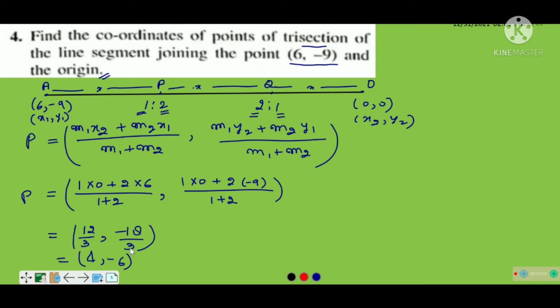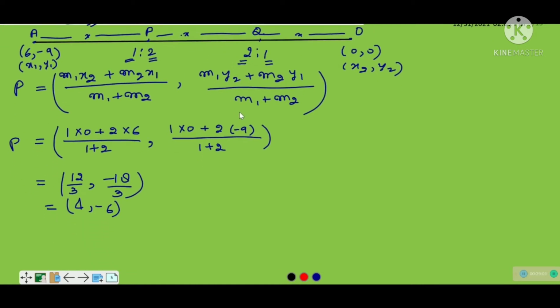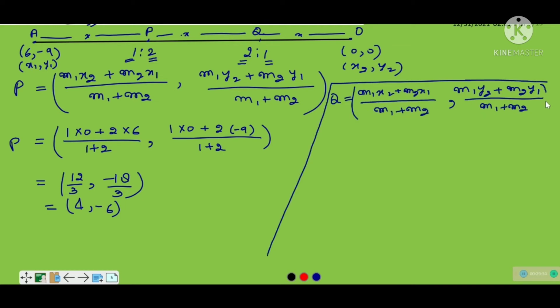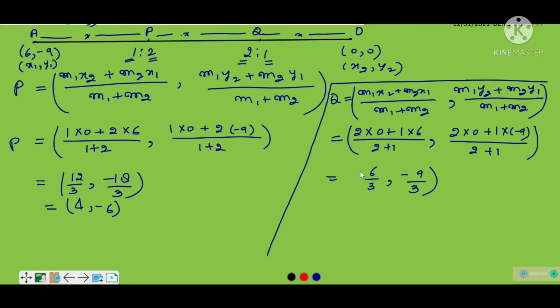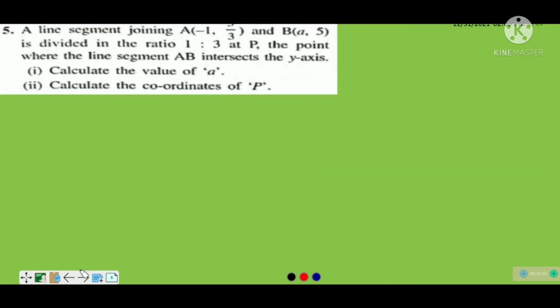Now apply section formula to find the coordinates of Q. Coordinates of Q, second point of trisection are 2, -3.